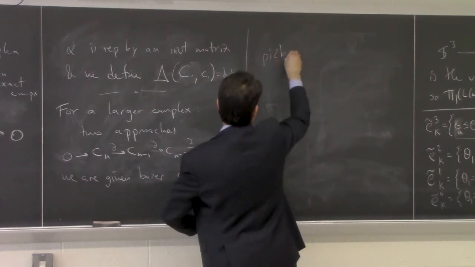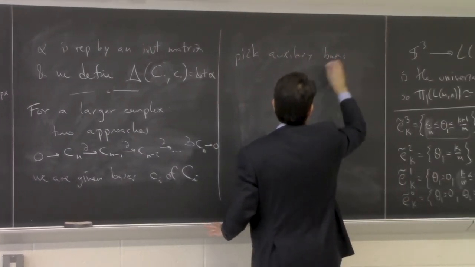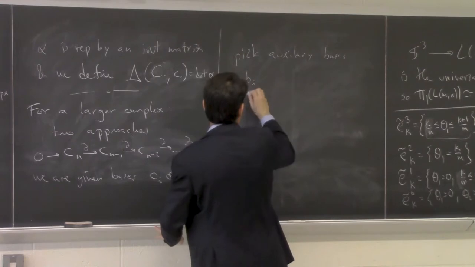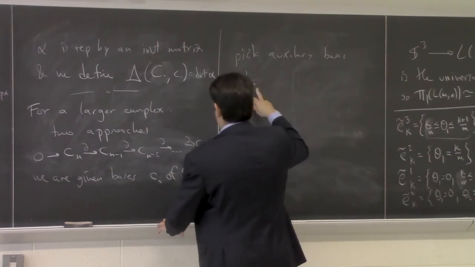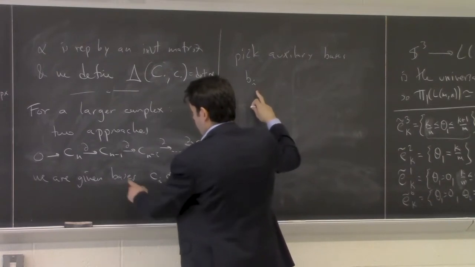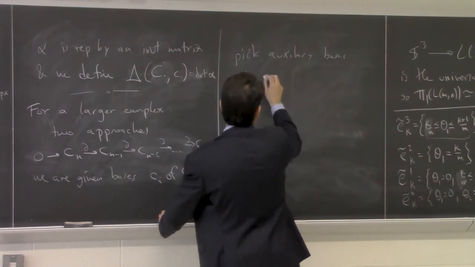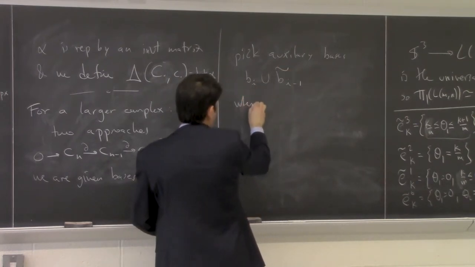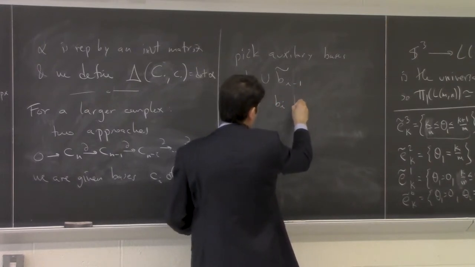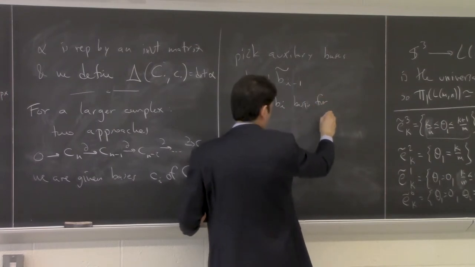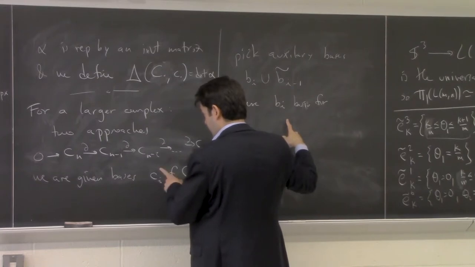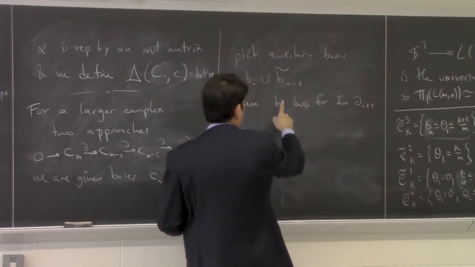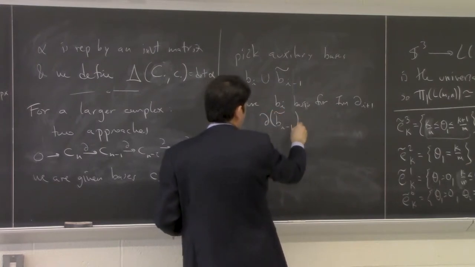is we can pick auxiliary bases. So b_i union b_{i-1} tilde, where b_i is a basis for the image of boundary i plus 1, and b_{i-1} tilde, when you hit it with boundary, is equal to b_{i-1}.